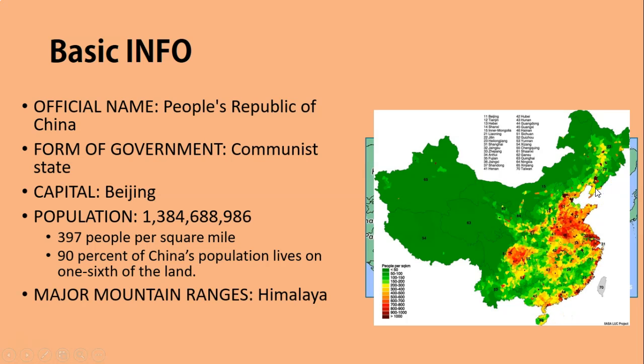So the major mountain ranges, and we've already discussed this a little bit. The Himalayan mountain range in the south, and Mount Everest is a part of that mountain range. And then our two major rivers, and we've already looked at this already. We have the Yangtze River and the Yellow River. Okay. All right, so that's our basic info. Let's move now to basic history.